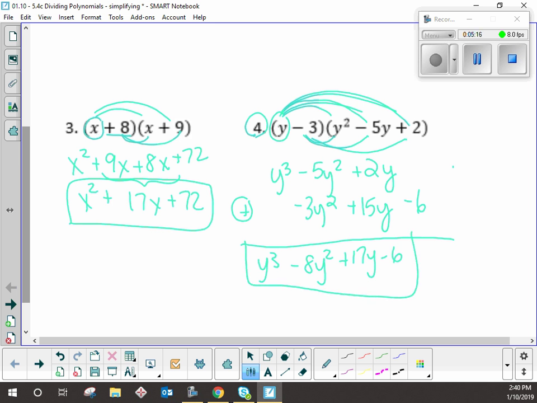All right. Do any of you do box method? No. Box method works well for these problems too. It's just another way of keeping everything sort of in order.